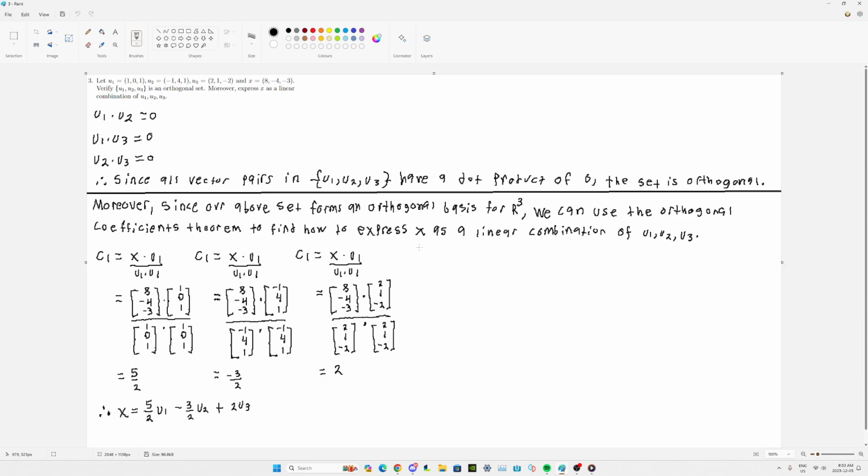Okay. What's this? So we have u1, u2, u3, x. Verify the set is orthogonal. Express x as a linear combination of u1, u2, u3.